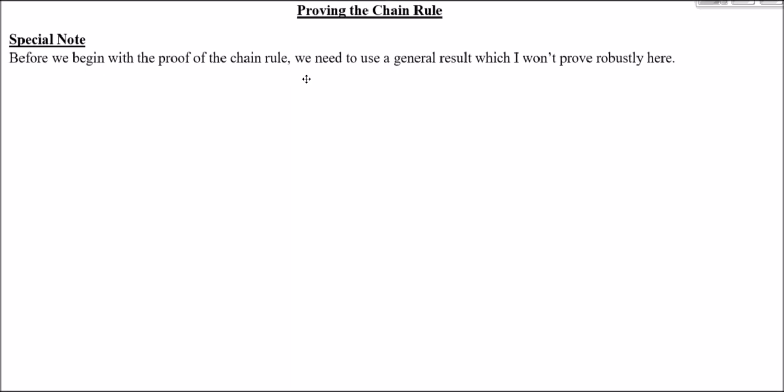So before we get to the actual proof, a special note. Before we begin with the proof of the chain rule, like I say, we need to use a general result, which I'm not going to prove robustly here. It can be proven, but it's probably best left to university level, because to prove it carefully and in a watertight way, it probably goes beyond A level. But essentially, the result's this.